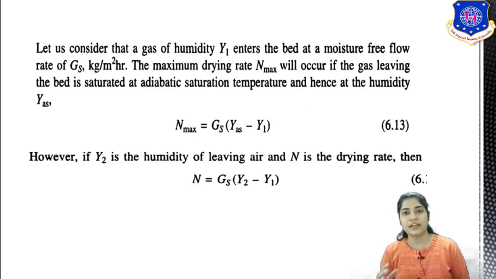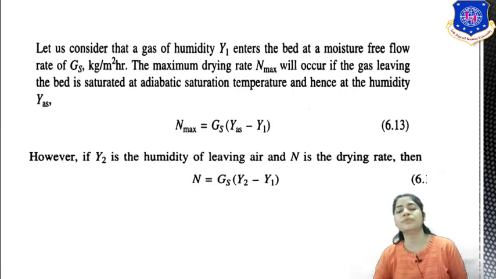So here try to recall your adiabatic saturation temperature from humidification. It is the enthalpy of your inlet and outlet air is the same. No change in energy is happening. You are not increasing the temperature here. Adiabatically, without supplying heat, your air is getting saturated, and the decrease in temperature will occur, right? So that is what adiabatic saturation temperature is, and the corresponding humidity would be YAS. So N max, that is the maximum rate of drying, is equal to Gs into YAS minus Y1. If it is not up to adiabatic saturation temperature, then your rate would be N is equal to Gs into Y2 minus Y1.